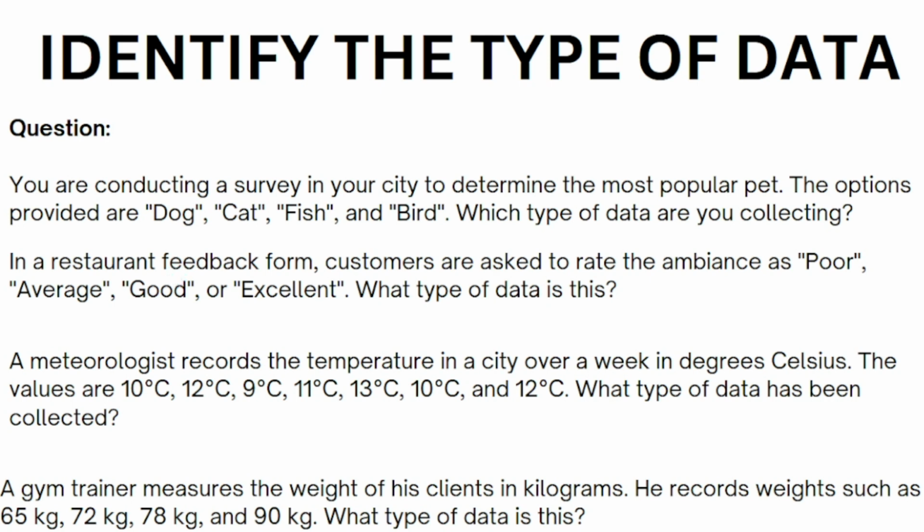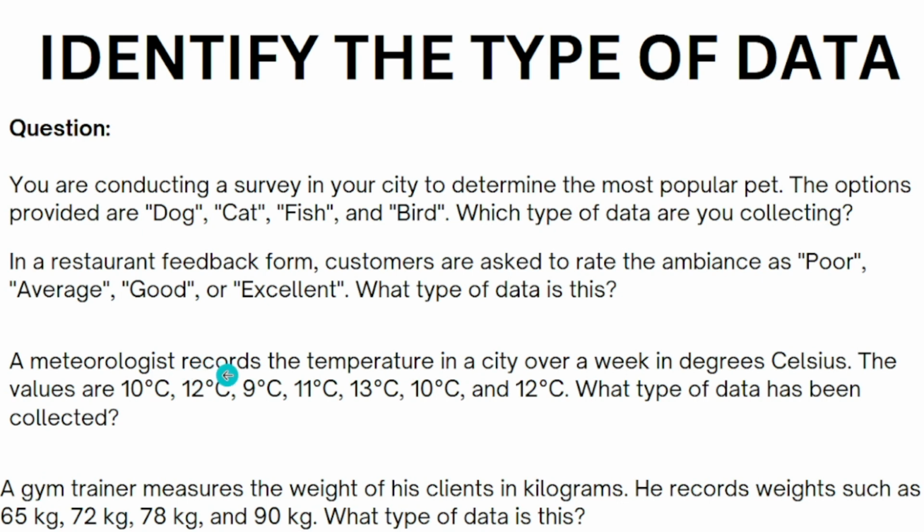In a restaurant, the feedback from the customers are asked to rate the ambience as poor, average, good or excellent. What type of data is it? So it is about the ambience of the food. So again it is qualitative in nature, but you have an order. The rating provides you the order whether the food is excellent or whether the food is poor. So this comes under the qualitative data, which are categorical in nature. Under categorical, since you have an order, it is an ordinal data. Now let us move to the third question.